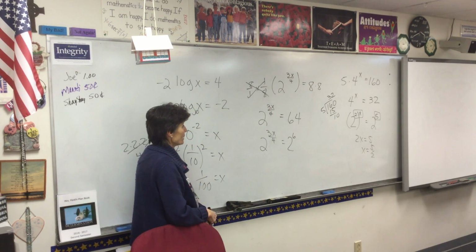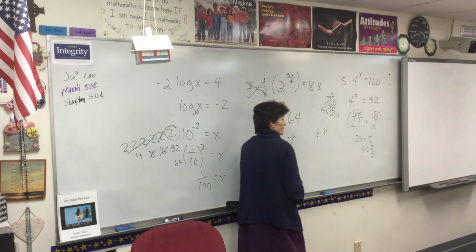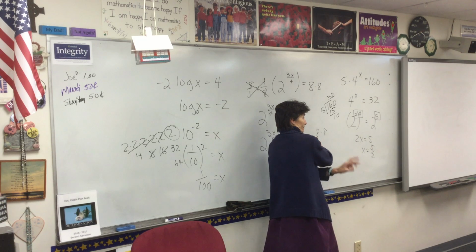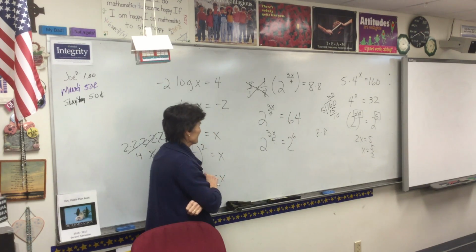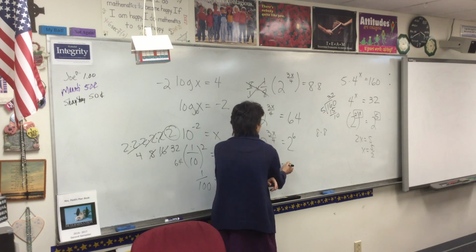So 3x over 4. Another way to think about that is 64 is 8 times 8. How many 3's make an 8? How many 2's make an 8? 3? So you have 3 and 3, you got 6 on one together. You can tell the answer. So now we can say 3x over 4 equals 6.